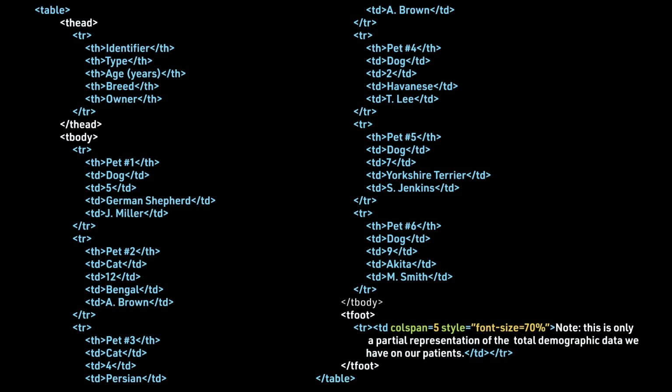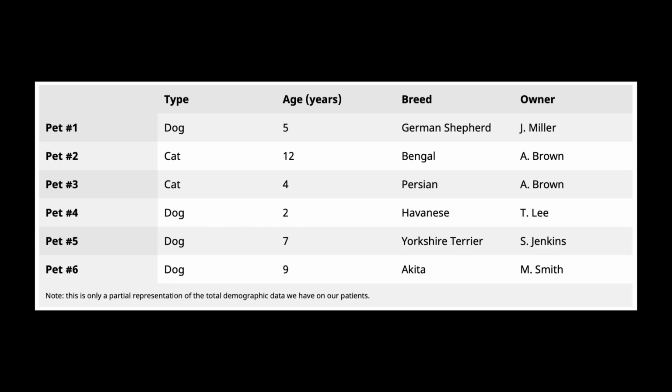And our foot element, our tfoot, contains a row that has a table data element which uses a colspan attribute of 5. That means that this table data element will span all 5 columns, and it contains ancillary information that indicates that this is only a partial representation of all the demographic data that are included about the patients at this veterinary practice. This code would display like this.